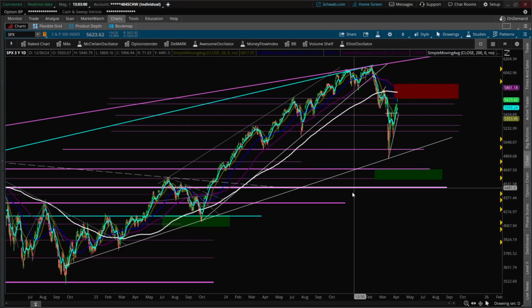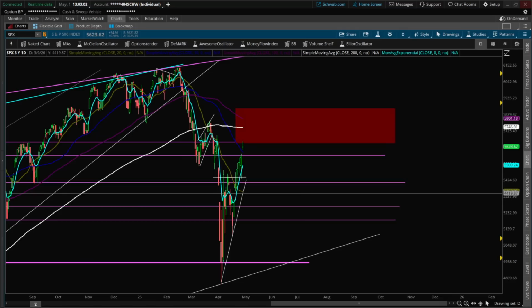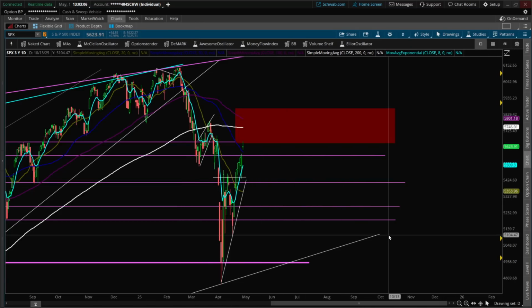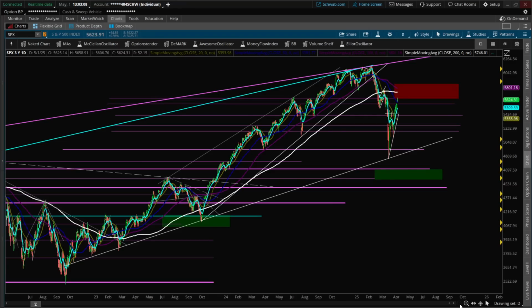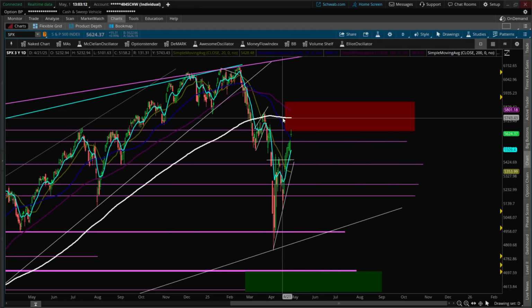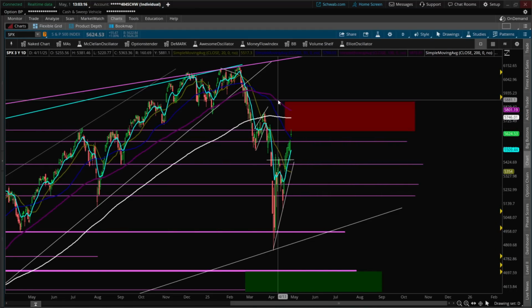So I'll leave both examples, but on this daily time frame, the reason why I made this big red box here is just in case we want to make a more complex correction. So we haven't tagged that 200 moving average yet. Again, we don't have to. It's going to start curling down eventually. You see the 100 breaking down.